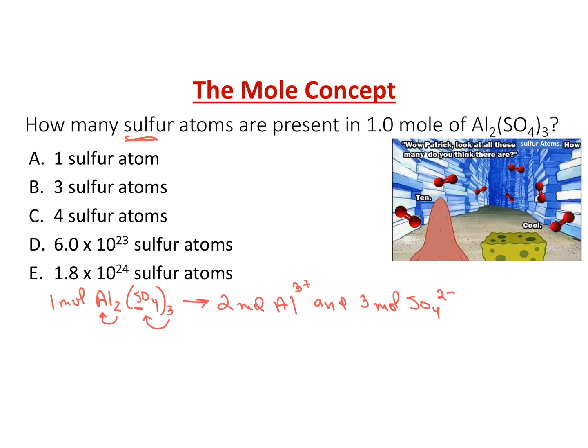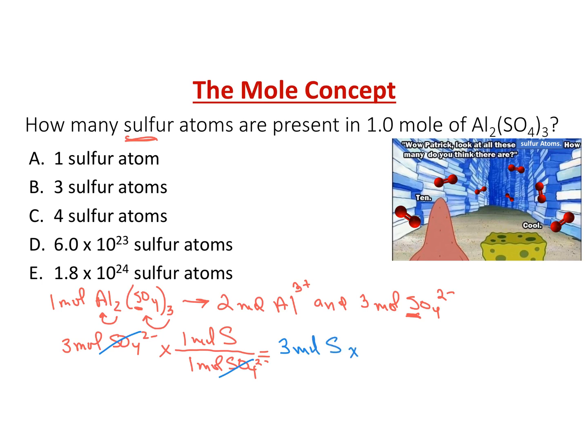And so if I have 3 moles of sulfate, each one of those sulfates has 1 sulfur atom. So I have 3 moles of sulfate, SO4 2 minus. I know in each 1 mole of sulfate, I have 1 mole of sulfur. So moles of sulfate cancel out. So in 3 moles of sulfate, I have 3 moles of sulfur.